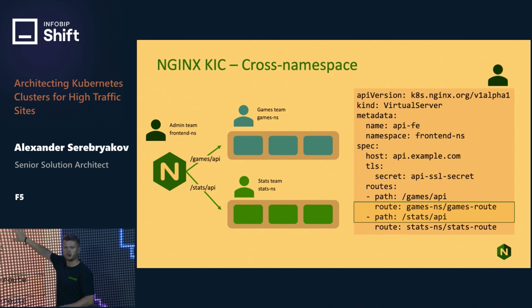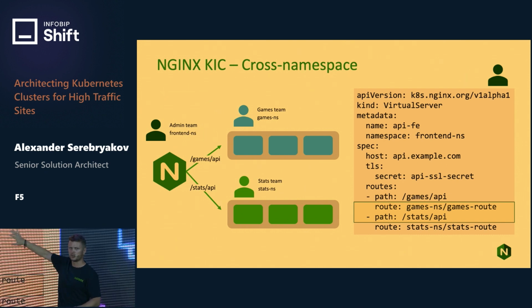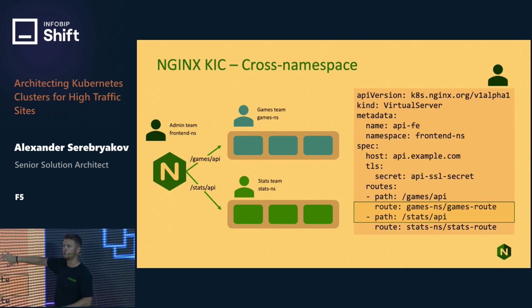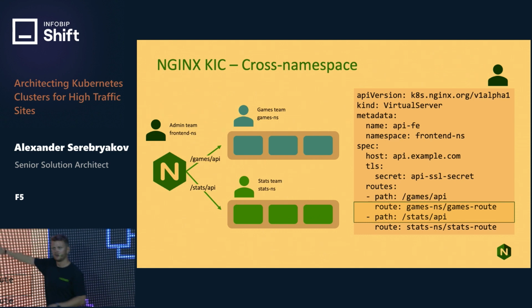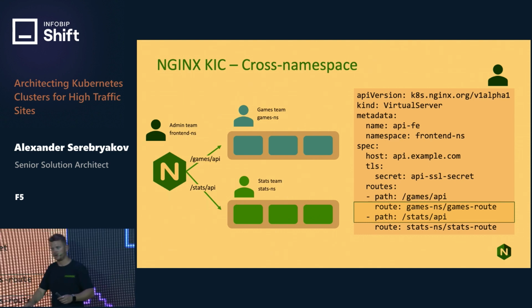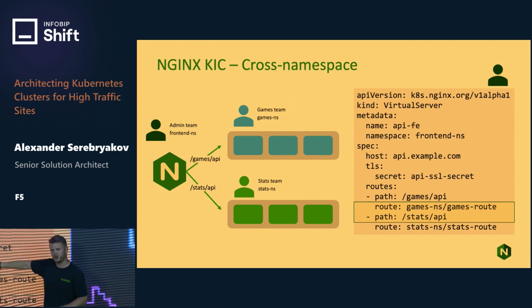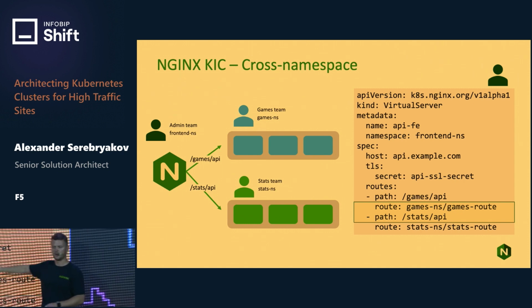This is VirtualServer, VirtualServerRoute, policies. I will have a word about it. So custom resources allow you to have something closer to native Nginx configuration, and at the same time understand what things are doing. The second thing, this is an example of traffic routing.